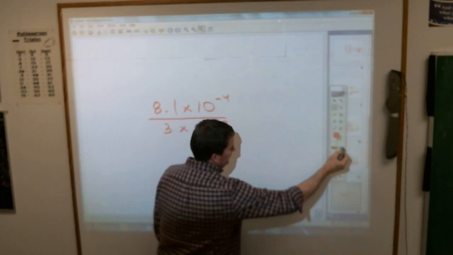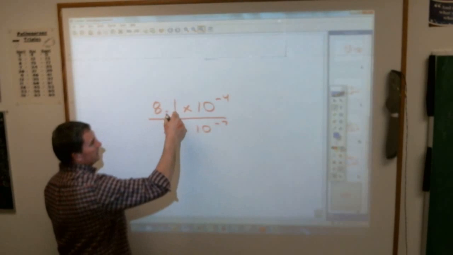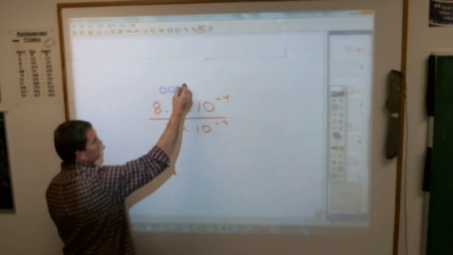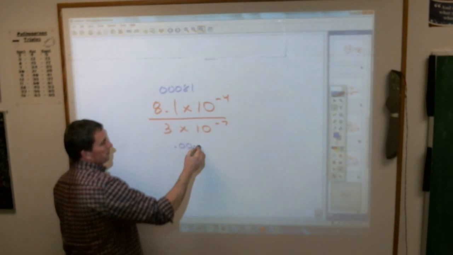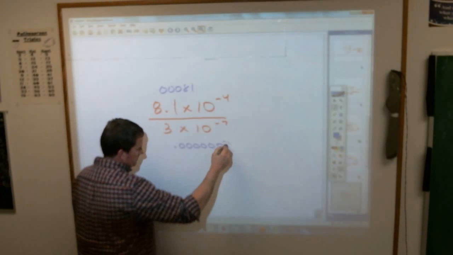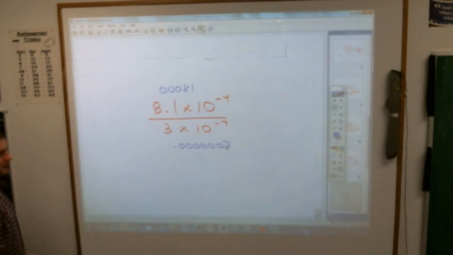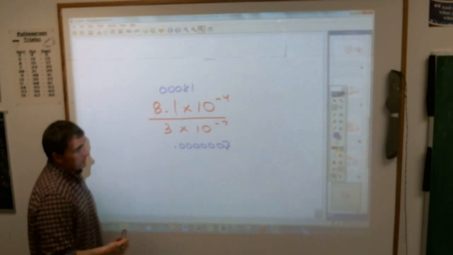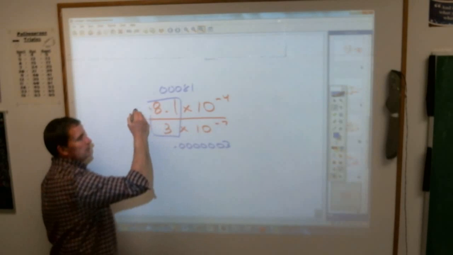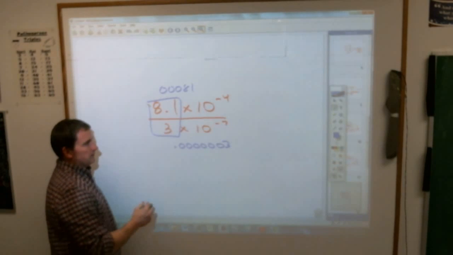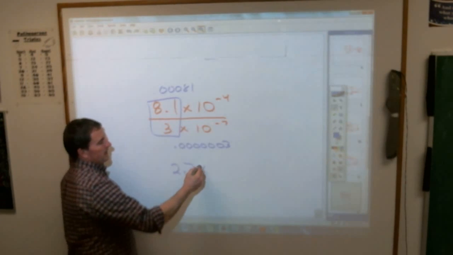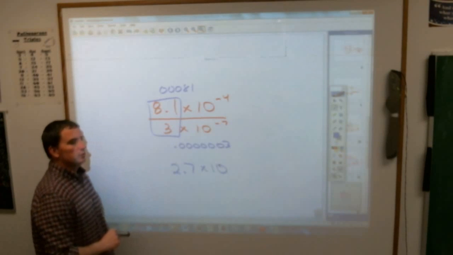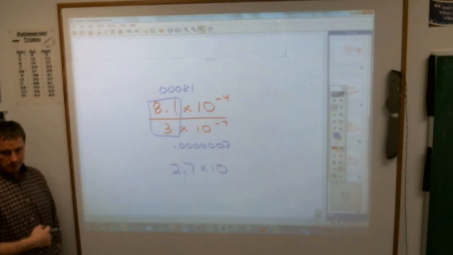Again, thinking about what this really means in real life, what you're doing, you are taking 0.00081 and dividing it by 0.0000003. Again, a lot of decimals to keep track of, and you don't. This makes it much easier. The rules for division are the same as really multiplication. You divide 3 into 81, which ends up being what? 2.7. Okay, times 10. Now, what's the rule with exponents when you divide?